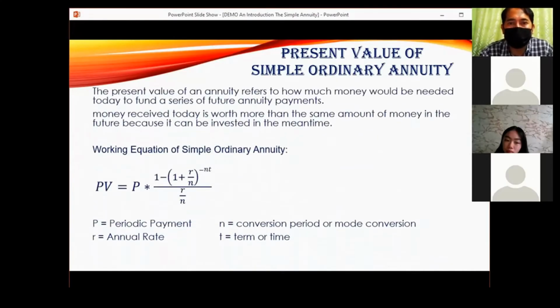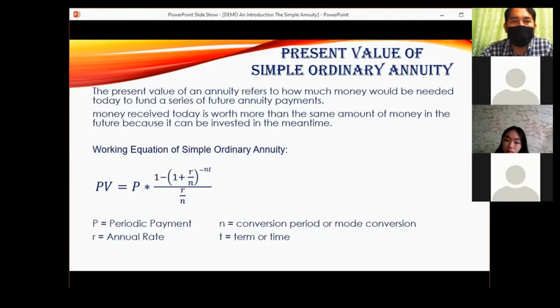So, pagka present value, the value of an annuity refers to how much money would be needed to raise fund. Okay, so meaning to say, pagka future value, kung gusto mong mag-save, magka-earn ng 30,000. Okay. Ang tanong dyan is magkano ang i-deposit mo ngayon? Yan ang ibig sabihin ng present value. Magkano ngayon ang i-deposit mo para makapag-earn ka ng 30,000 in the future? Okay? So that is the present value. How much will you deposit today for you to earn this certain amount in the future? That is the present value we are talking.